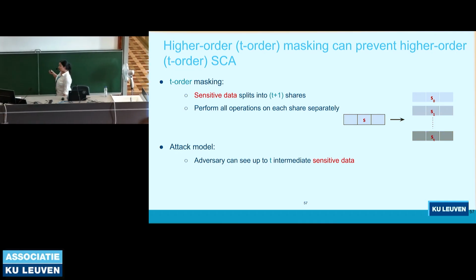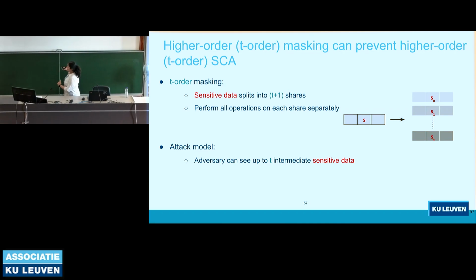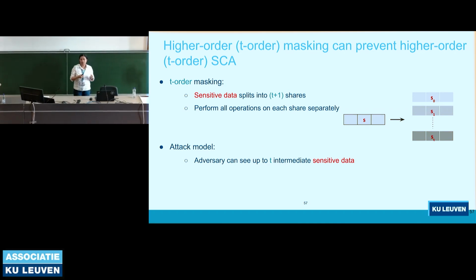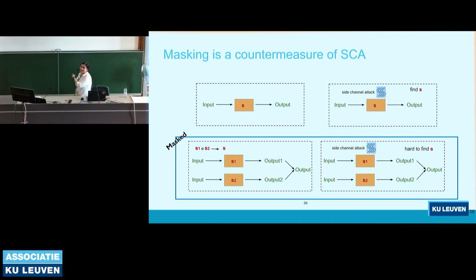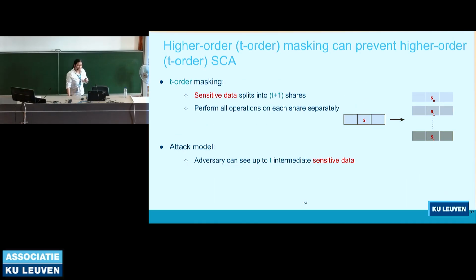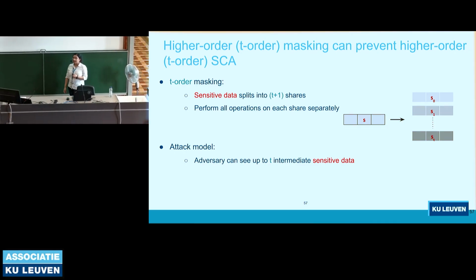So even if the adversary probes up to T, he or she shouldn't get any information about the sensitive variable. And we have to maintain that throughout all the operations that are used in the cryptographic scheme. Our cryptographic scheme is not as simple as this one, right? So yeah, that's expensive.